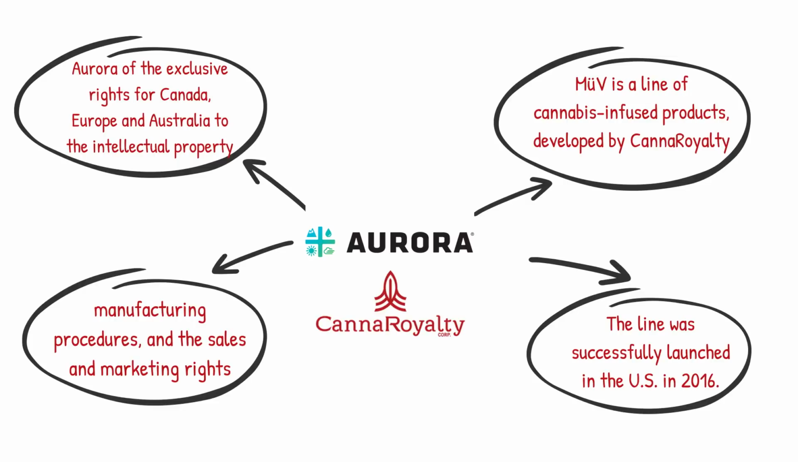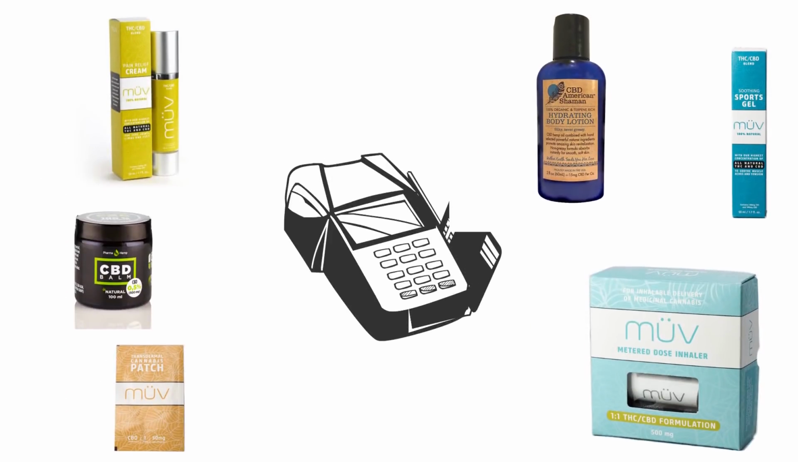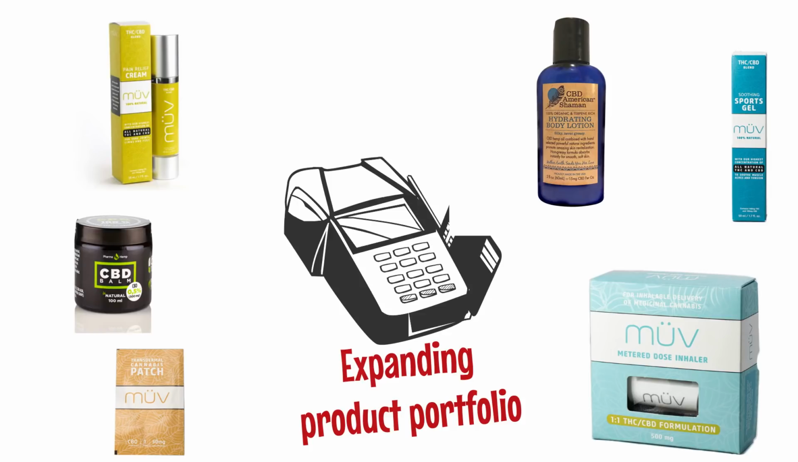MUV is a line of cannabis-infused products developed by Canna Royalty investee AltMed Enterprises, focused on advanced alternative cannabinoid delivery mechanisms for the medical and the LOHAS segments of the market. The line was successfully launched in the US in 2016. The MUV products to be covered by the license agreement include the following: MUV metered dose inhaler, MUV transdermal patch, CBD sports gel, CBD hydrating lotion, THC sports gel, THC hydrating lotion, THC pain relief cream.